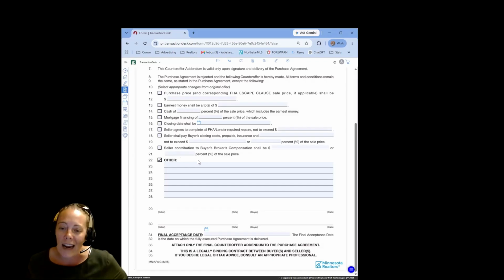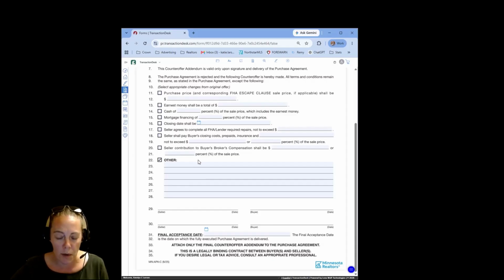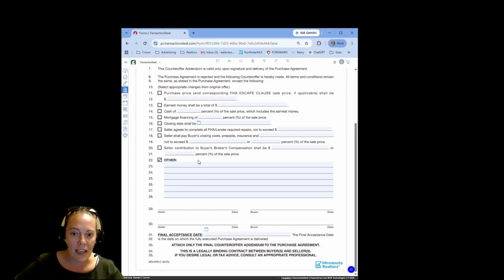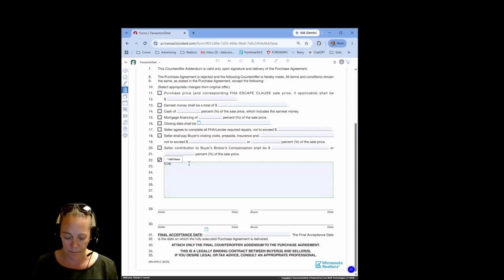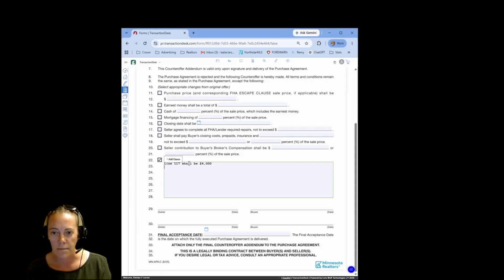Then easy peasy, the other category. Anything else that you need to change? What I usually did with this other category, very rarely did I actually put anything specific in there. What I usually did was I would fix or clarify things that other agents missed in the purchase agreement. So, line 117, the other agent left it blank, but it needs to be filled in. Line 117 shall be $4,000, right? And I would just reference the line in the purchase agreement that needed to be fixed, right?